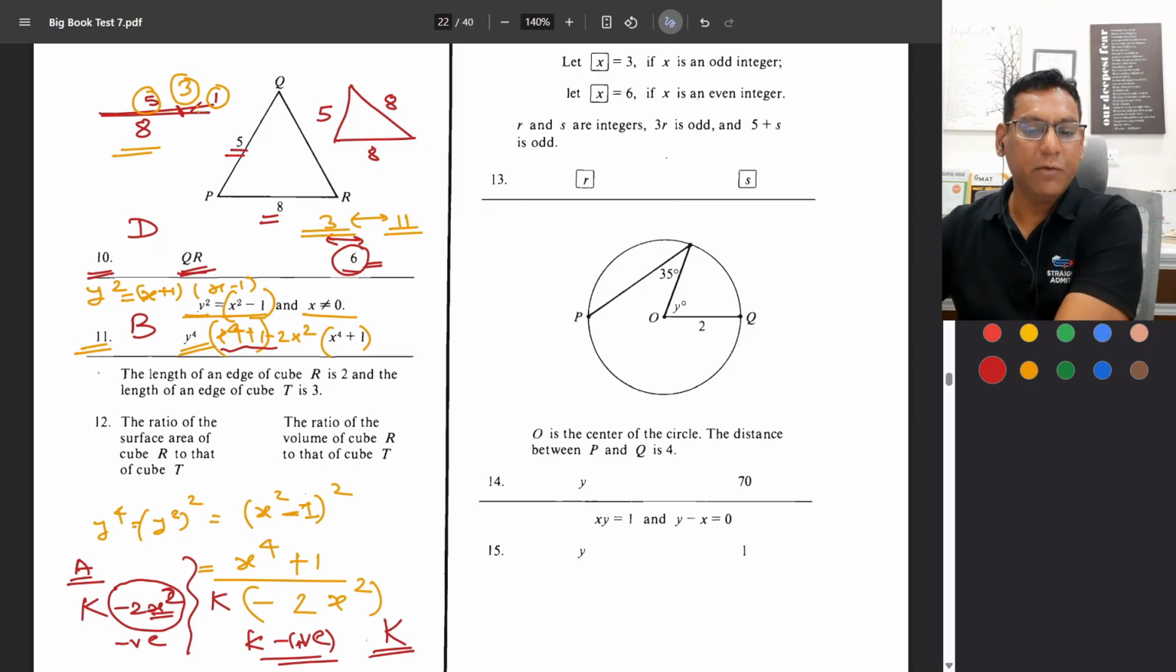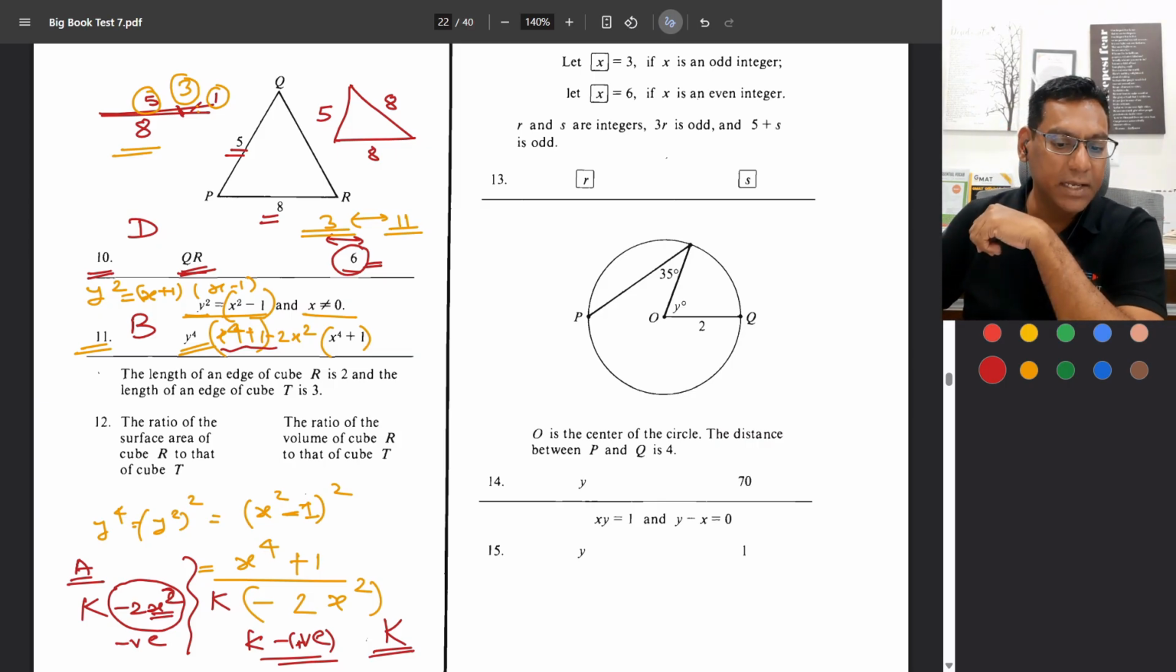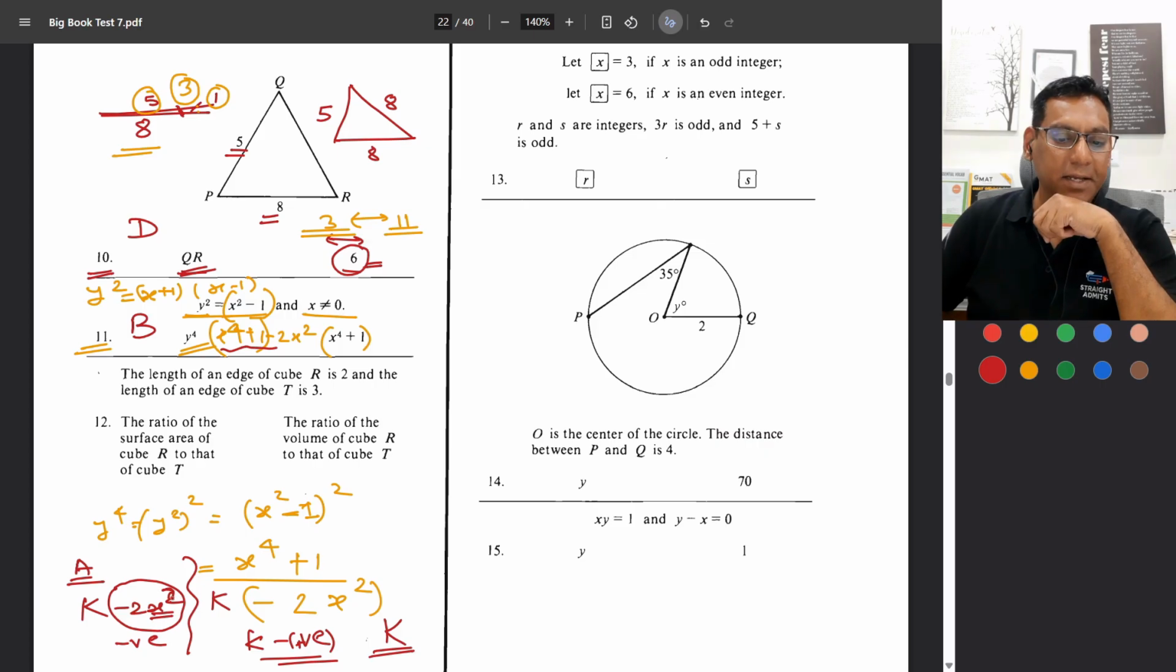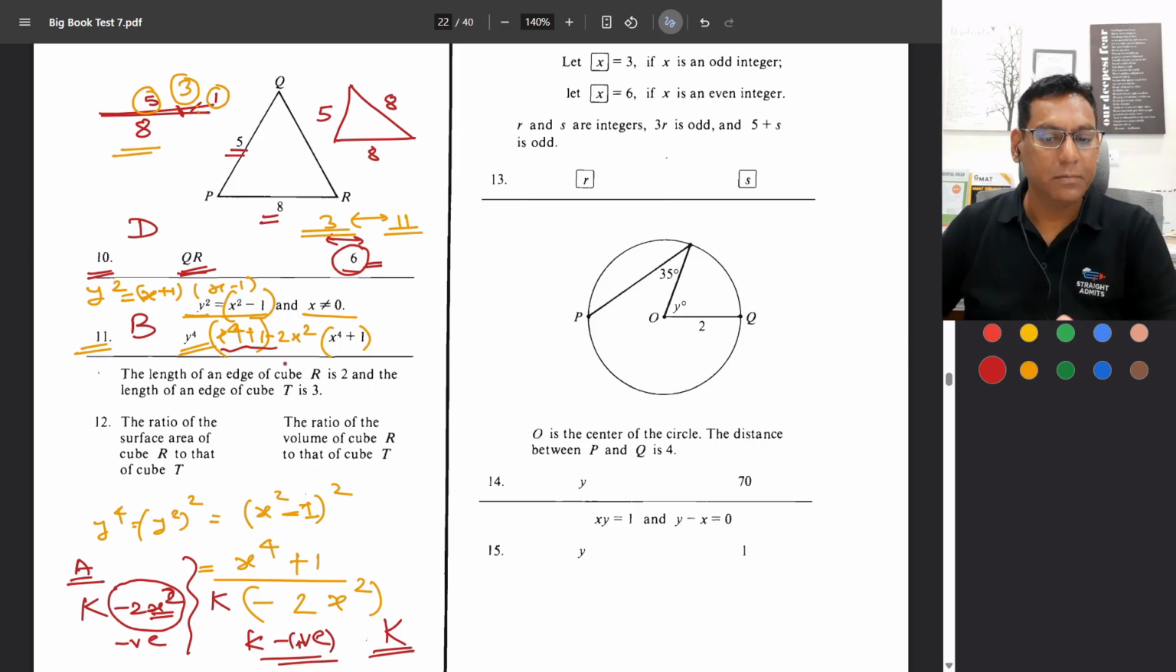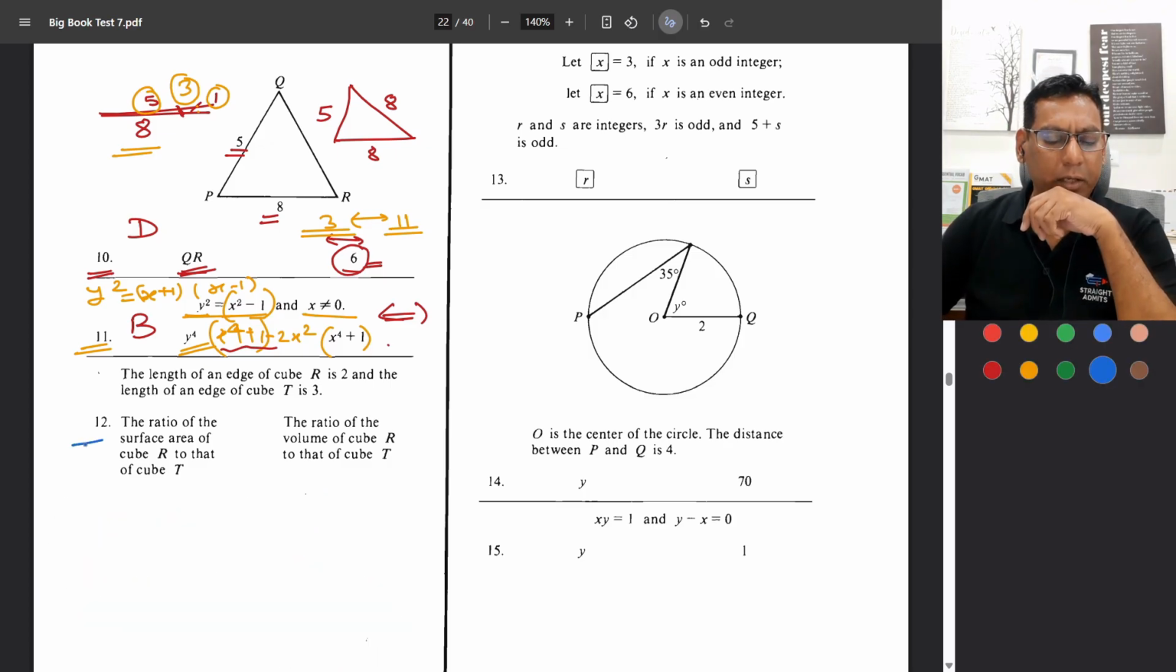Okay, tricky one, right? If this wasn't x square, which I noticed a little late, then it could have gone either way. Again, this is not a tricky one, but a little intricate to calculate. Okay, let's move on. Question 12.